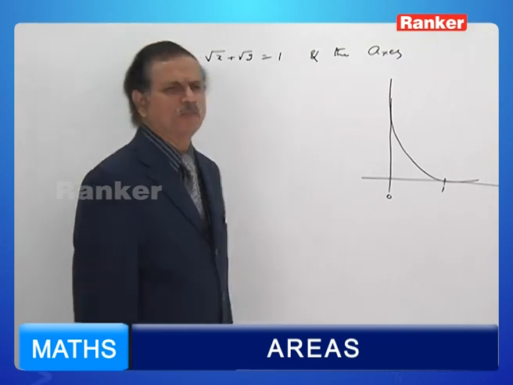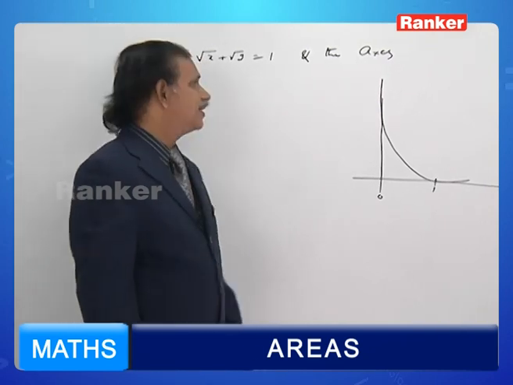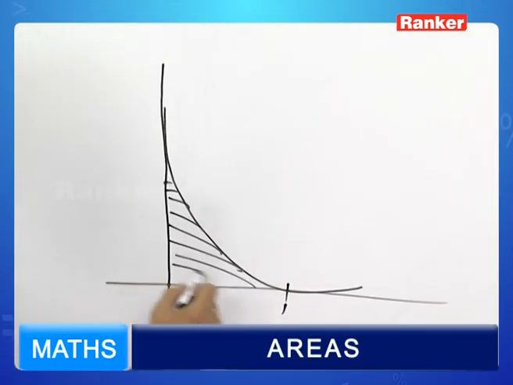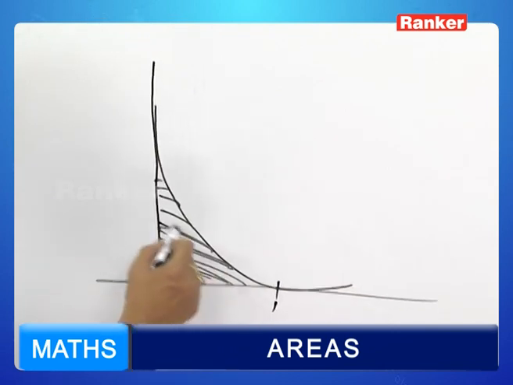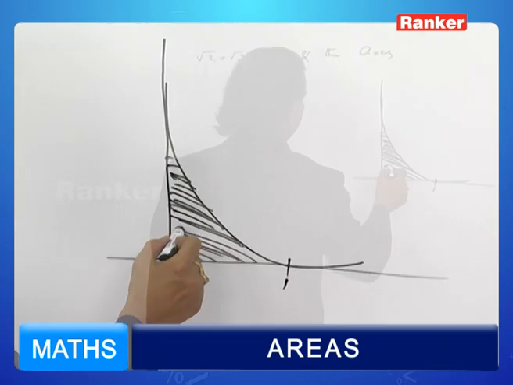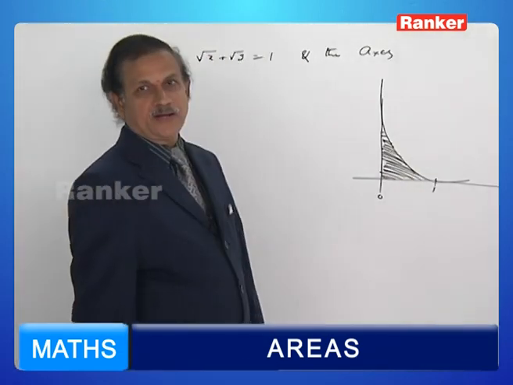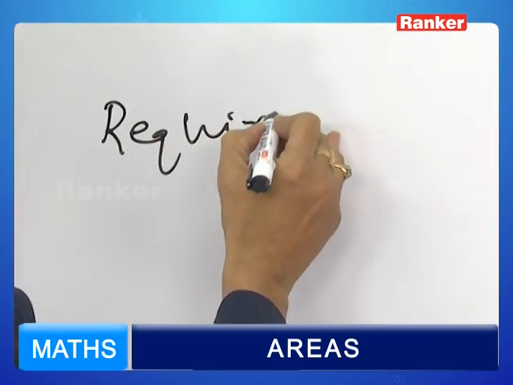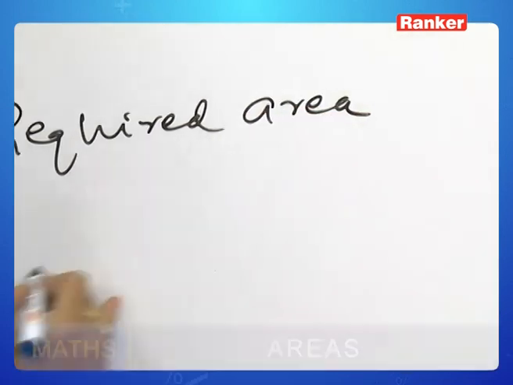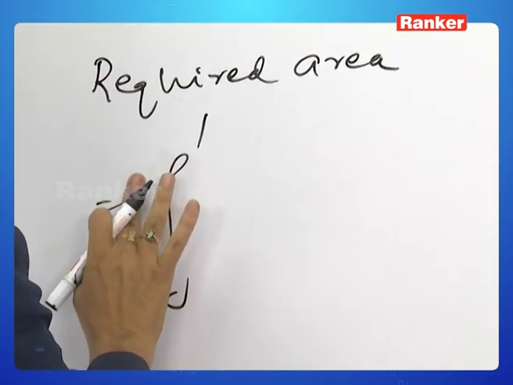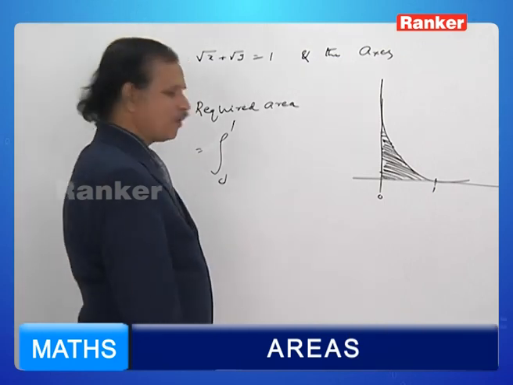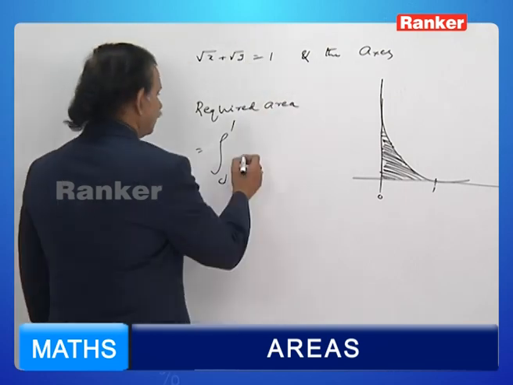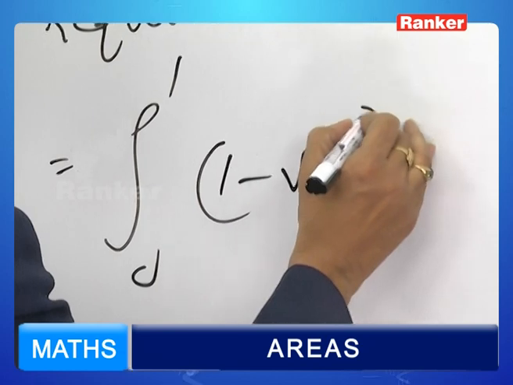A very, very simple diagram. What is the required area? It's very simple. This is the required area. Of course, the required area is straight away the integral from 0 to 1. Come on, x dy or y dx? Y dx. What is y? Root y is equal to 1 minus root x, isn't it? So, 1 minus root x whole square dx.